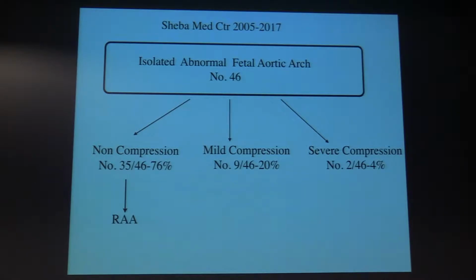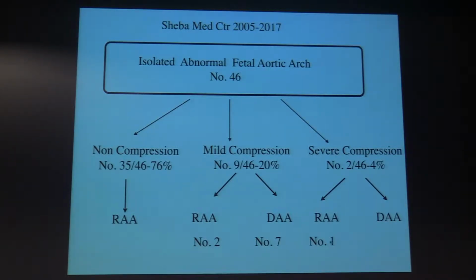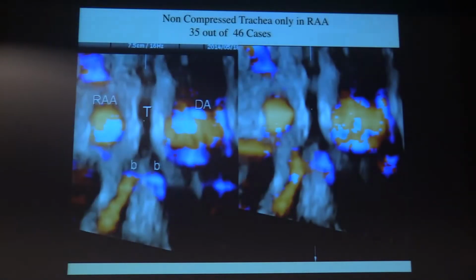Among the non-compression, all of them were of right aortic arch. So no compression appeared in all cases of right aortic arch, while mild compression appeared in 2 cases of right aortic arch and 7 cases of double aortic arch. So most of the cases with double aortic arch have some sort of compression of the trachea, while almost all of the right aortic arch cases have no compression of the trachea in utero. Severe compression we noticed in 2 cases, 1 case with right aortic arch and 1 case with double aortic arch, and I will show you.